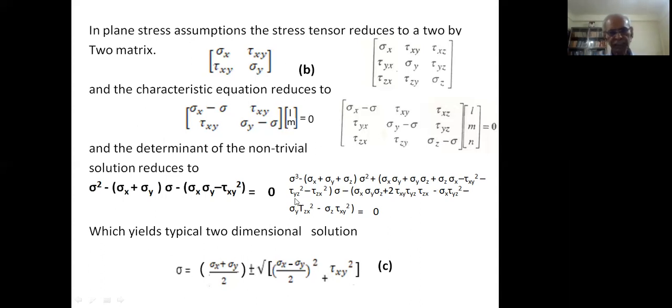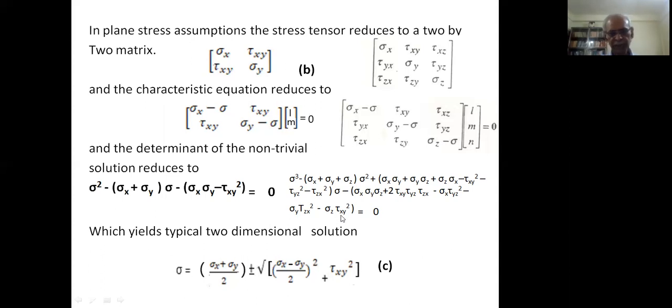Then tau yz and tau xz is also 0. This is a multiplication of sigma x, sigma y, sigma z, so this whole thing is 0. Then this is tau xy, tau yz, tau zx. That is also 0, and this is also 0 because there is a zx, yz component, and there is also a zx component.